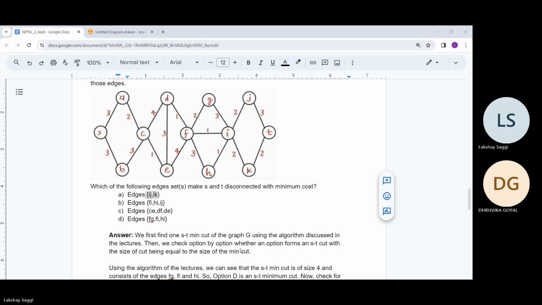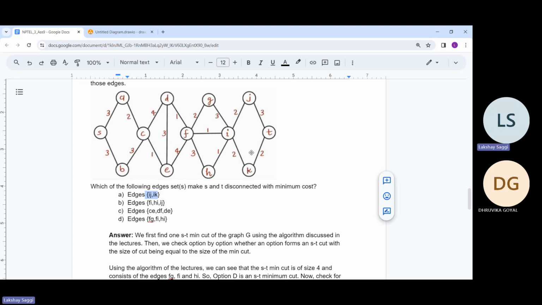Okay, Dhruvika is saying disconnected. Nice job, Dhruvika, you are correct. If these two edges were not present, then T, J, and K will form a single component, and all of the other vertices will be in another component. So there will exist no paths from S to T if we delete IJ and IK. So we know at least that IJ and IK form an SG cut.